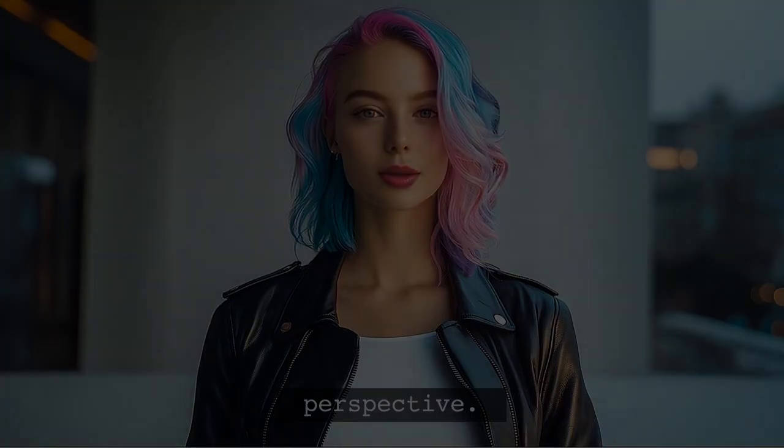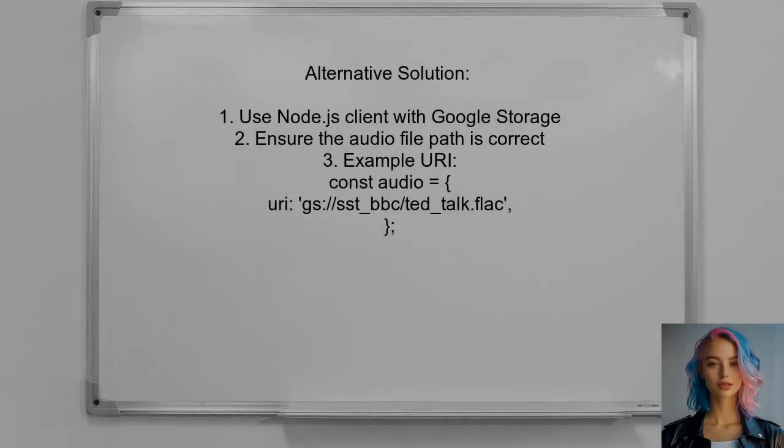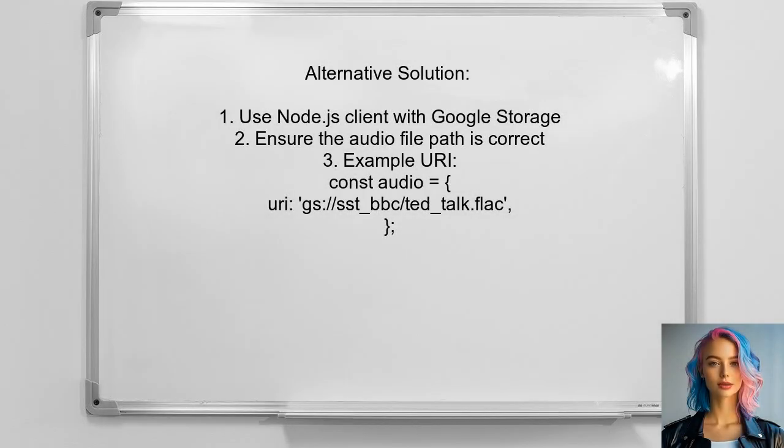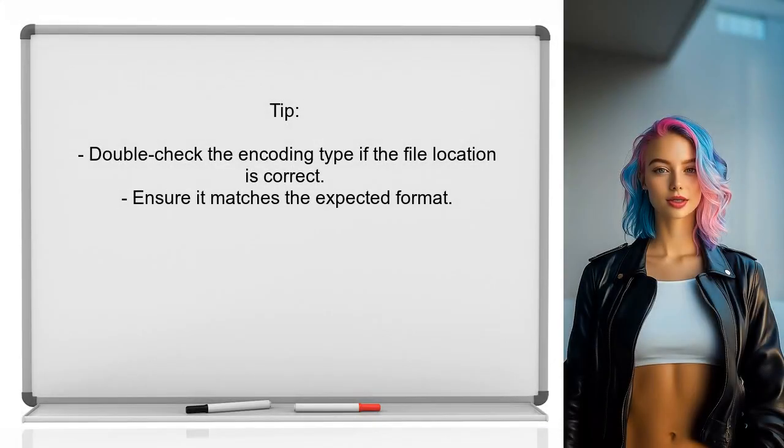Let's see another perspective. One user shared their experience using the Node.js client with Google Storage. They initially faced the invalid argument error due to an incorrect audio file path. After correcting the URI to point directly to the specific audio file, their request worked successfully. Additionally, they emphasized the importance of verifying the encoding type if the file location is correct. This can help avoid similar errors in the future.